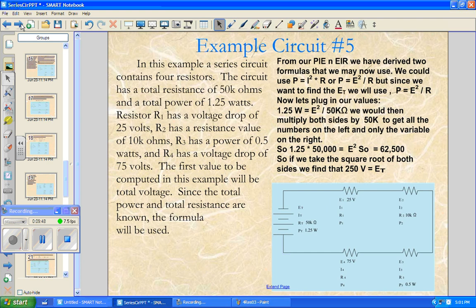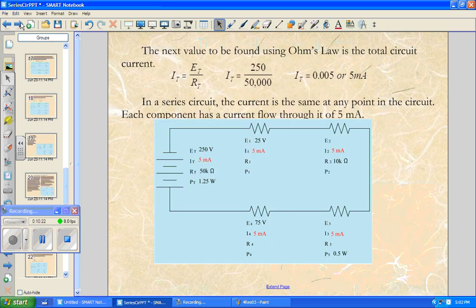And in this example, we have a resistance total and a power total. And we have a voltage for resistor 1, and a resistance for resistor 2 of 10,000 ohms. The voltage drop across resistor 1 is 25 volts. Resistor 3, the only thing we know about it is it's going to dissipate 500 milliwatts or 0.5 watts. And resistor 4, we know that the voltage drop across it is 75 volts. However, are we going to find anything with just that little bit of information?